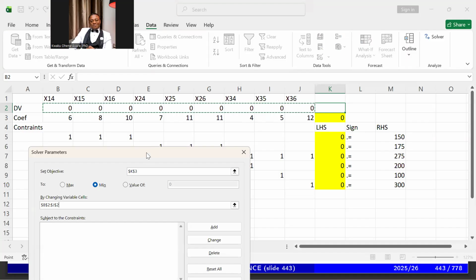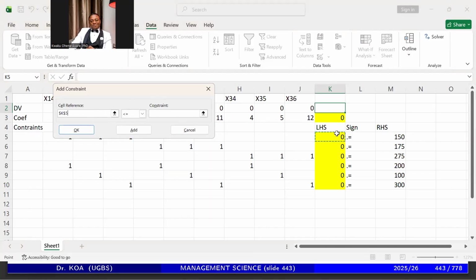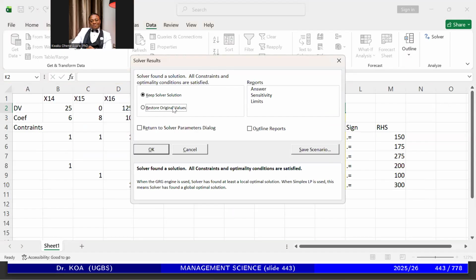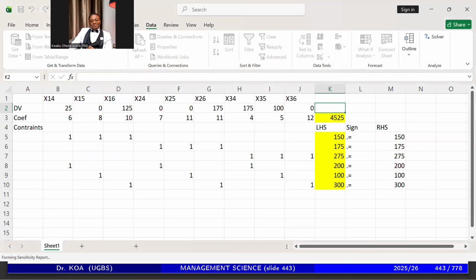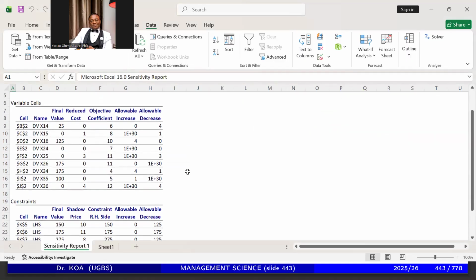Good. Now you're left with the constraint. So click Add. On the left-hand side, select all the zeros here under the left-hand side constraint. Ensure you have selected the equality symbol. Go to the right-hand side, select the 150 all the way to the 300. Click OK. And then select Simplex LP, Simplex Linear Programming. You are done. Click Solve. Click Restore Original Values. Click Sensitivity and click OK. A new sensitivity report will be created here. Let's check it. This is your final result.